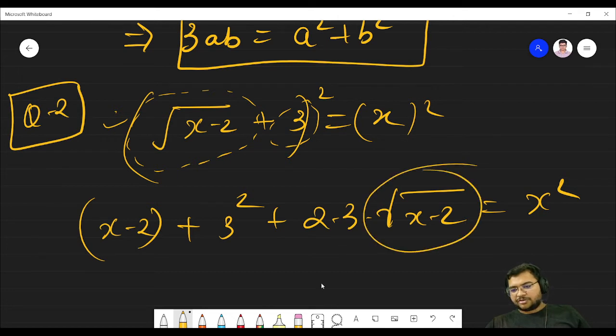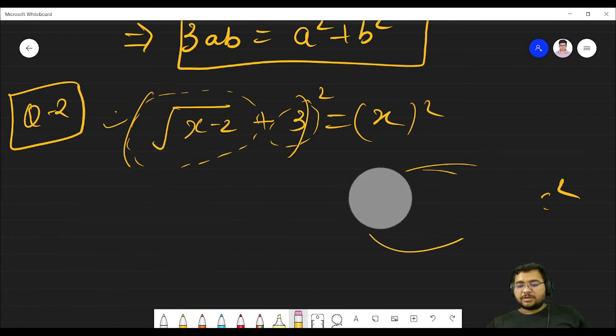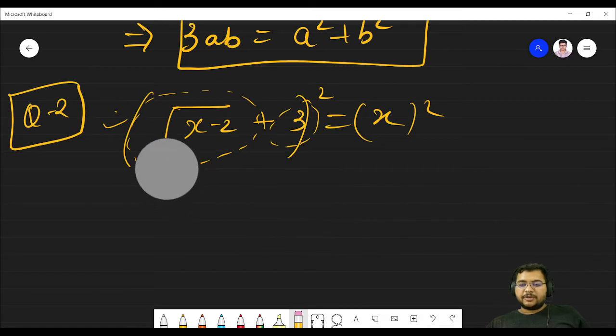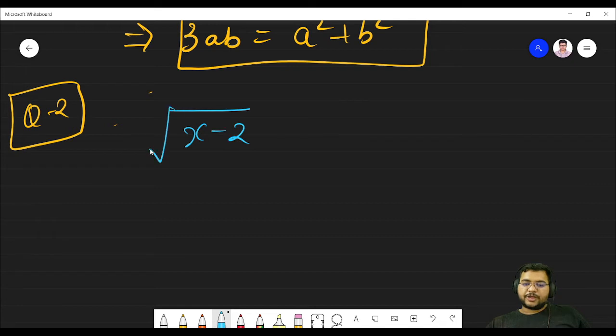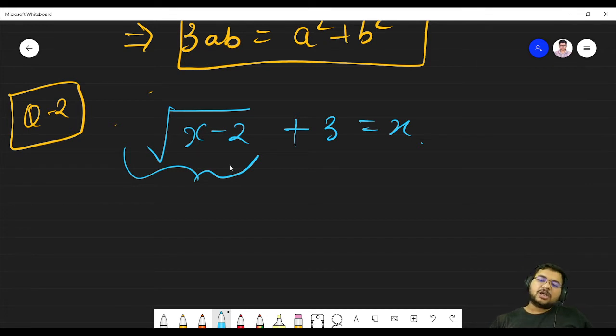So here the root is still available, and you will have to square it again and all that. So to avoid that, I will rewrite the question again. To avoid that, the first step you have to remember is, let's say the question was root of x minus 2 plus 3 equals x. Here what you have to do is isolate this term. Isolate means make it separate on one side, and bring all the other terms which do not contain a root to the other side.